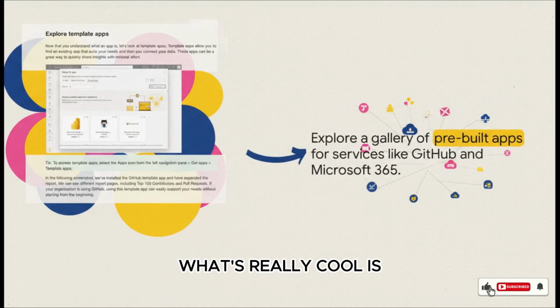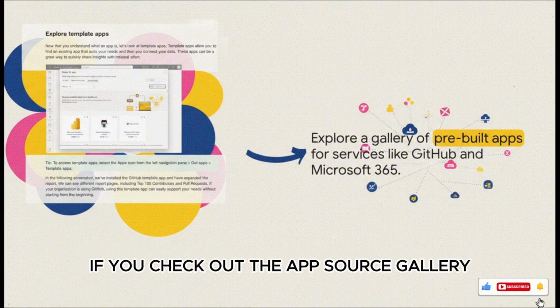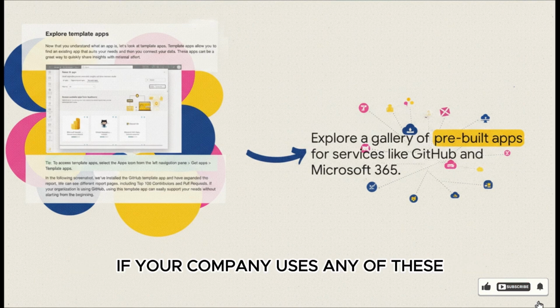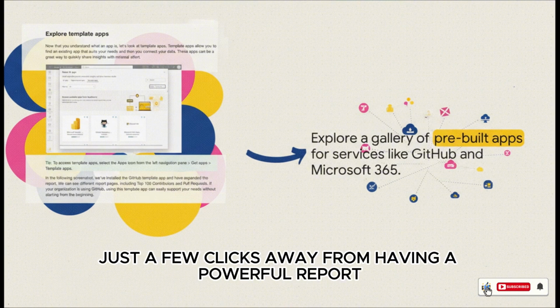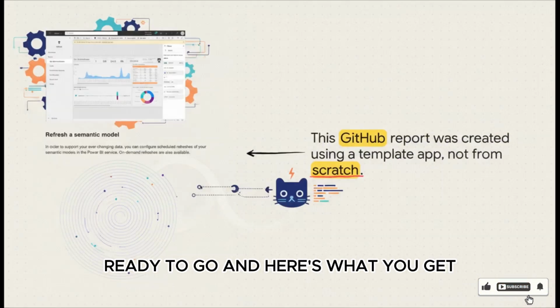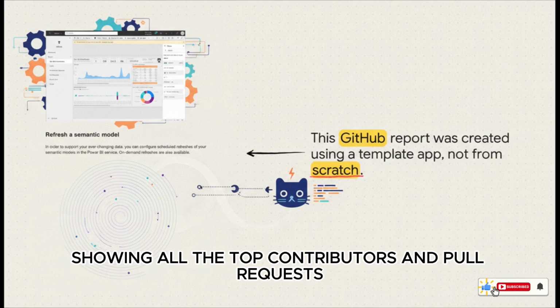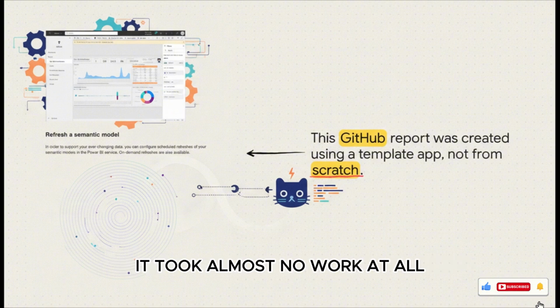What's really cool is just how many of these template apps are available. If you check out the App Source Gallery, you'll find pre-built reports for dozens and dozens of popular services. If your company uses any of these, you are literally just a few clicks away from having a powerful report ready to go. And here's what you get: this super detailed report on GitHub activity showing all the top contributors and pull requests. This was generated from a template app. It took almost no work at all. It's an incredible time saver.